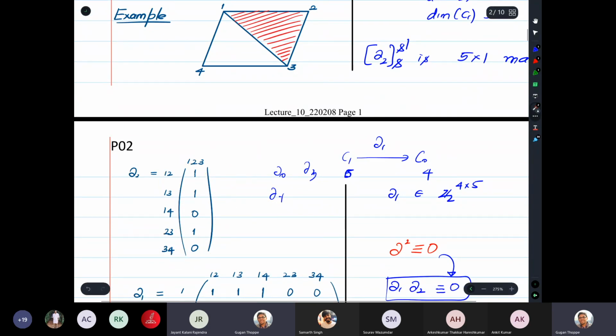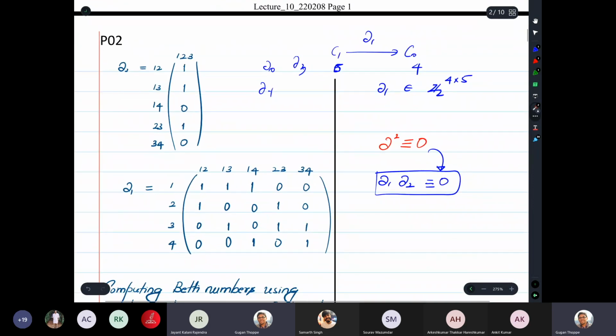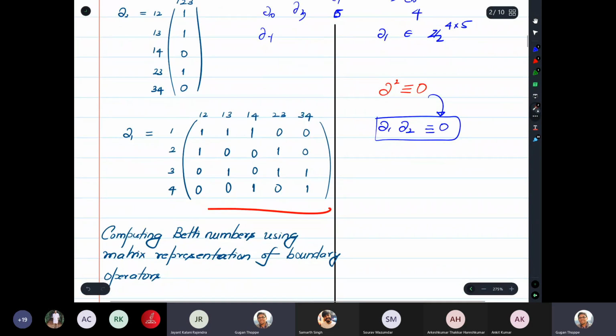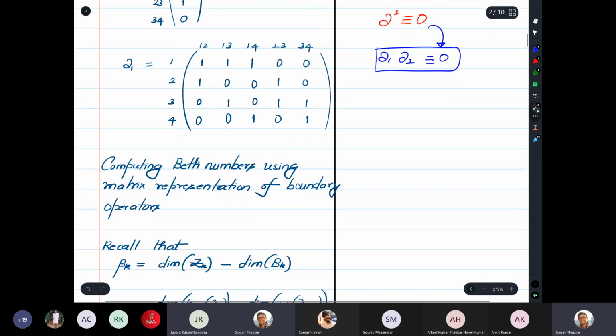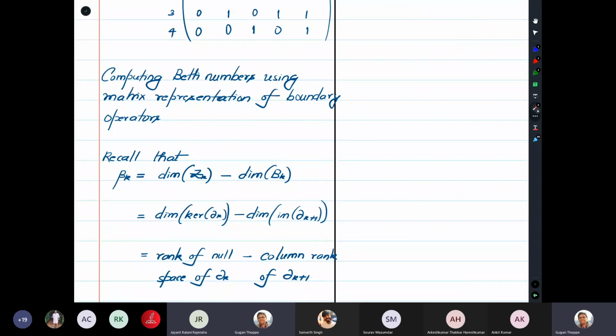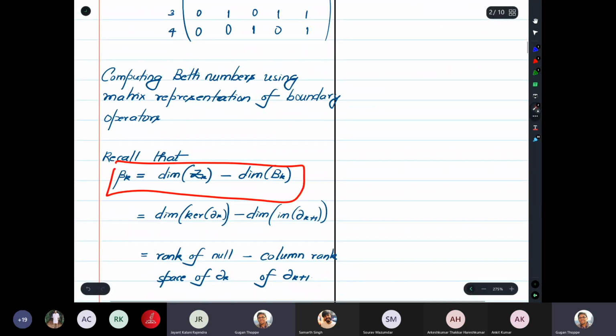Computing these matrices is very easy. You just have to look at which p minus 1 face is a boundary of which p face, and accordingly you can figure out where you will have the ones and zeros, right? Computing these matrices never required you to look at what the kernel is, what the homology groups are, and so on. So I hope you can see that these boundary operators are indeed quite easy to write down. Now using these boundary operators, we are going to compute the Betti numbers. So we will first recall the formula for the Betti numbers.